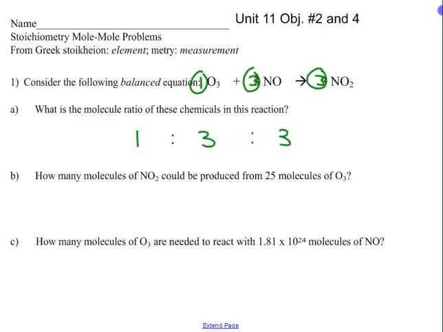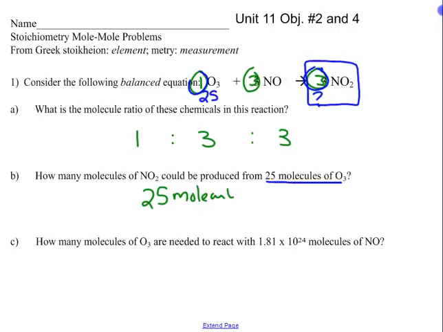So using that ratio, how many molecules of NO2, that's this, could be produced from 25 molecules of O3? Okay. So if you have 25 O3s, ozones, how many NO2s will that make? Well, it's a ratio of 1 to 3, as we see here to here. So 25 molecules of O3 will give you 75 molecules of NO2 because of the 1 to 3 ratio.